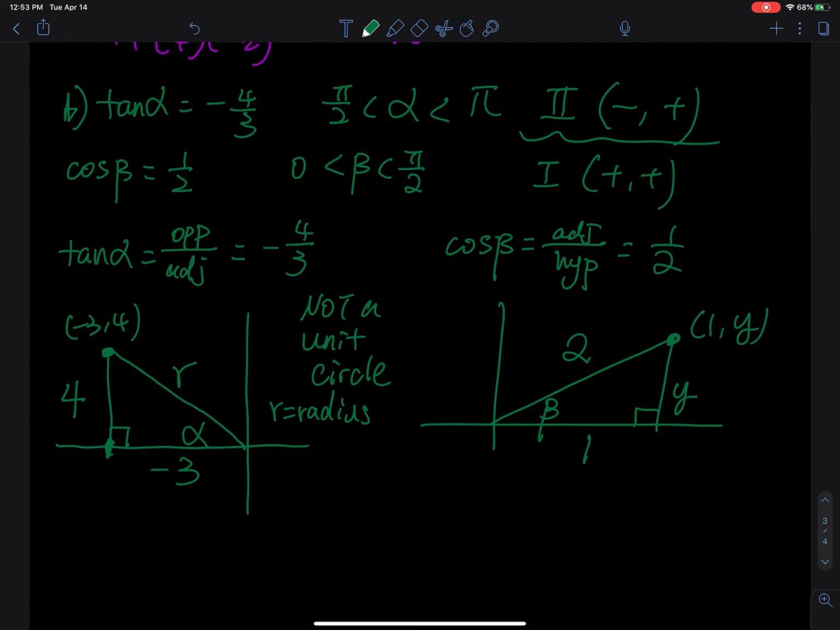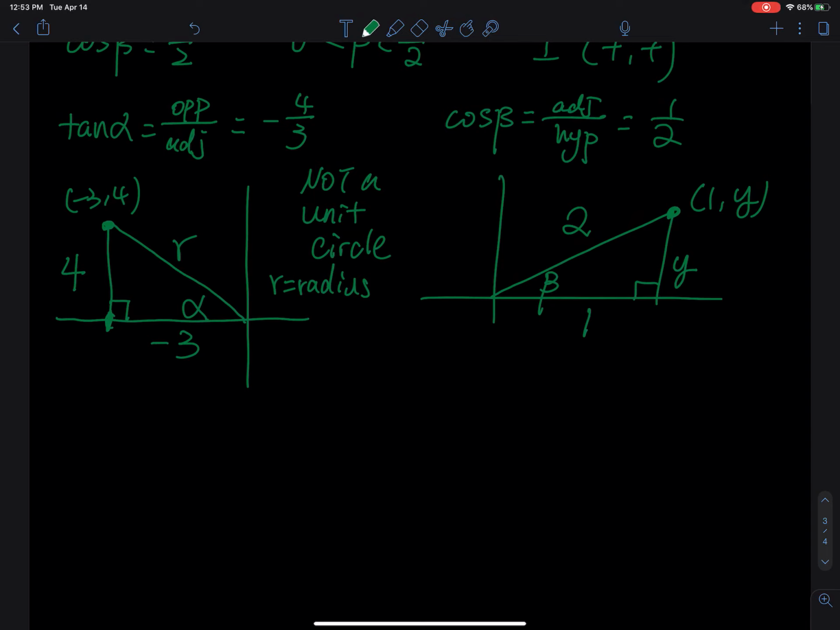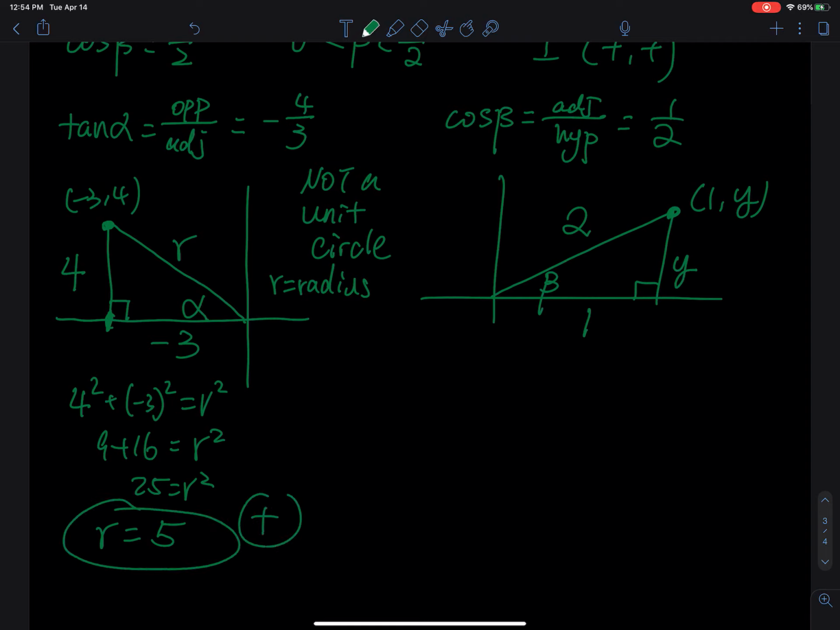Let's do it. So for the radius, the hypotenuse, we have 4 squared plus (-3) squared equals r squared. So this is 9 plus 16, we get a perfect square, 25. Square root of that, we have 5. Our radius is always positive. It doesn't matter what quadrant that is in. R, the radius, the hypotenuse, is always positive. Always.